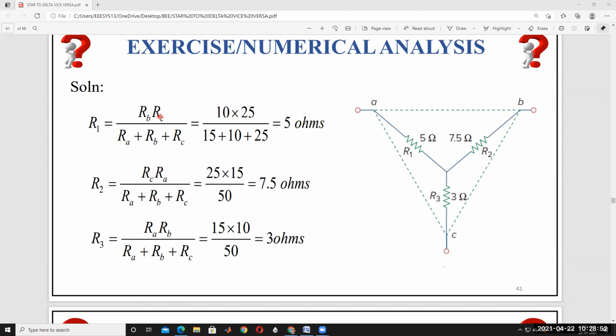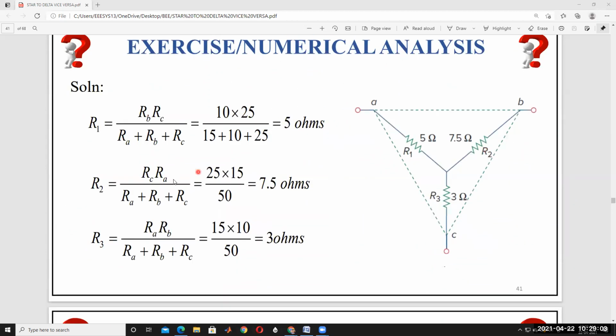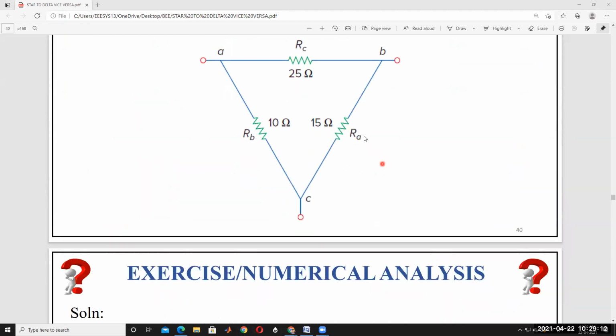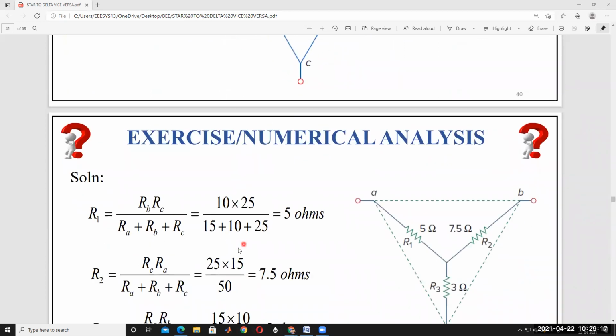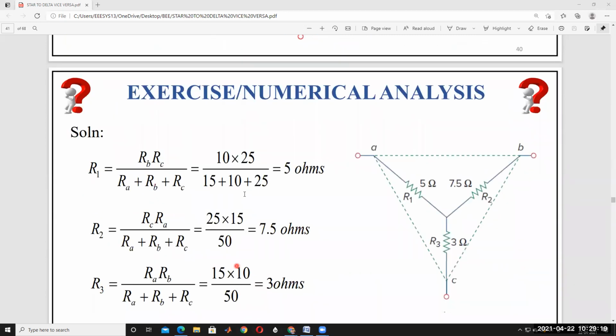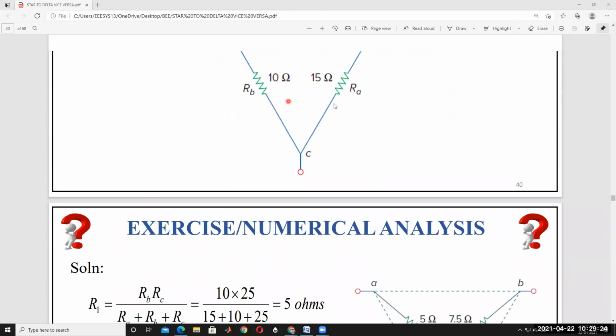Similarly, R2 is equal to, here, R2 is nothing but the resistance between here. RC into RA divided by RA plus RC plus RB. Understood? So RC into RA divided by RA plus RB plus RC. Yeah, R1 is equal to the resistance between these two. That's why RA into RC, RC into RB. So we'll get it like this. Denominator same, 50 here, 50 here, 50. But numerator is different. So R2, how to find R2 here?